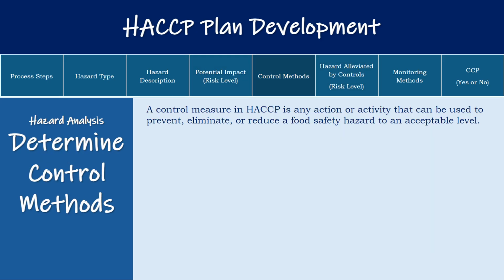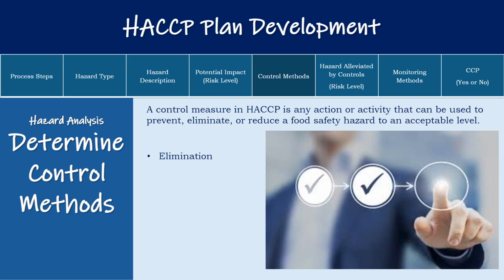The next step is to determine the control methods used to prevent or mitigate the impact of the hazard. A control measure in HACCP is any action or activity that can be used to prevent, eliminate, or reduce the likelihood or consequence of a food safety hazard to an acceptable level. The typical control measures include elimination, substitution, engineering controls, administrative controls, and personal protective equipment, or PPE.